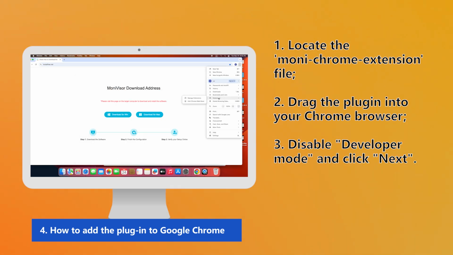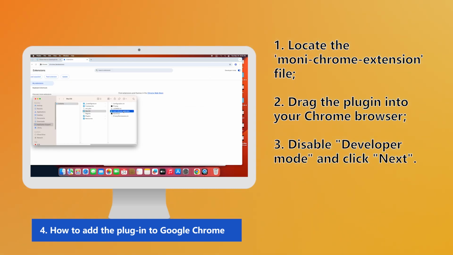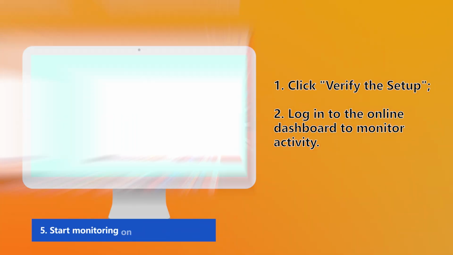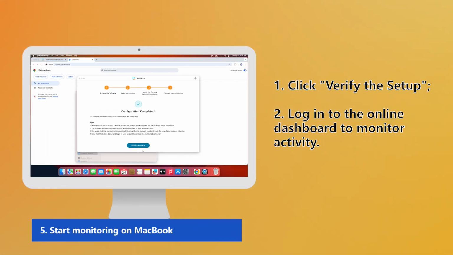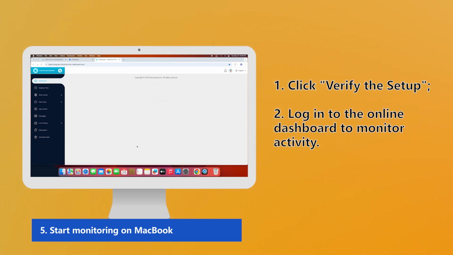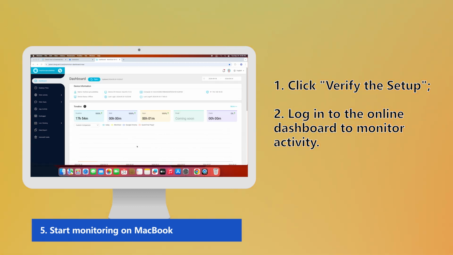Open the designated folder and locate the file named MoniChrome extension. Then, drag this plugin into your Chrome browser. After that, make sure to disable Developer Mode to complete the process. Finally, click the Next button, and you're all set. Click Verify the setup, and you'll be redirected to the online dashboard where you can monitor browser history, screen time, software usage, real-time screen activity, and keystroke logs remotely. And that's it. The entire download and configuration process was simple, right?